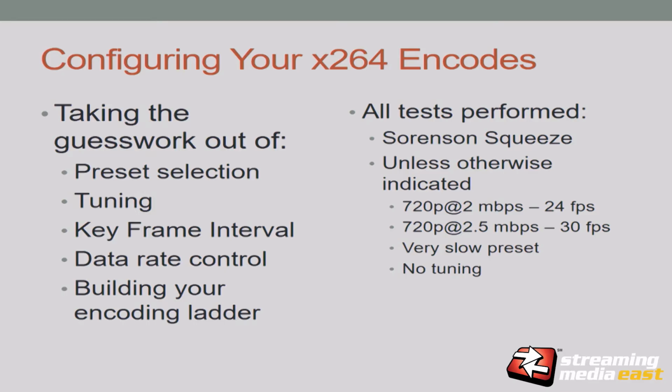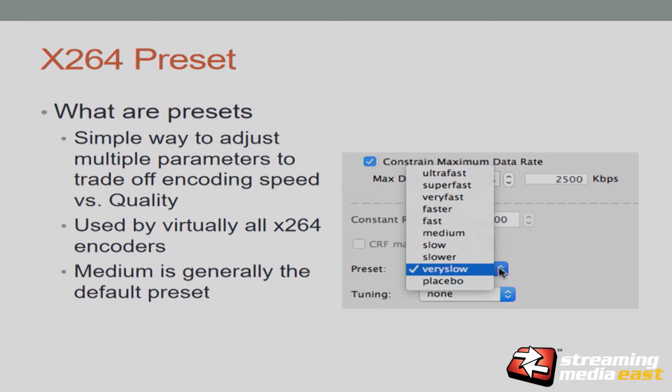So here's how I use these tools and some of the common things that we face every day when we're creating our presets and encoding our files. So all these tests were performed with Sorenson Squeeze, and most of them are 720p at 2 megabits per second, or 720p at 2.5 megabits per second for 30 frames per second. And then we'll look at the different presets and look at the different parameters through these tests.